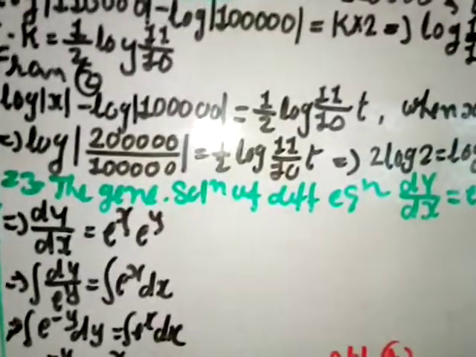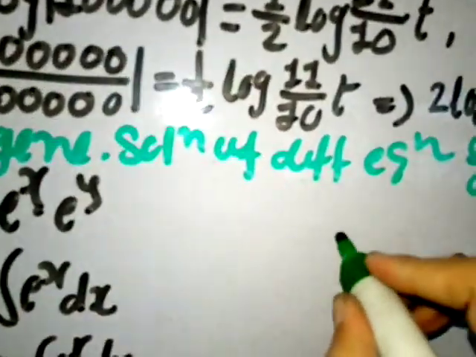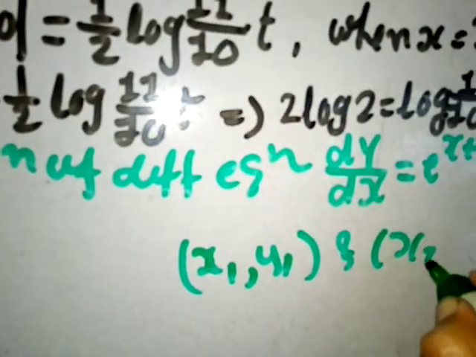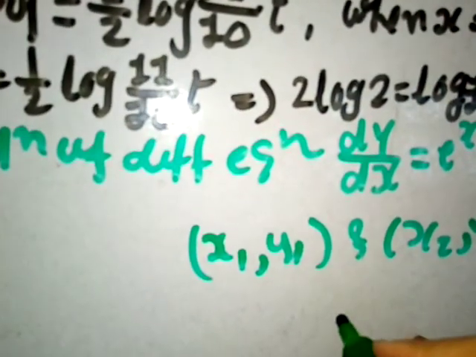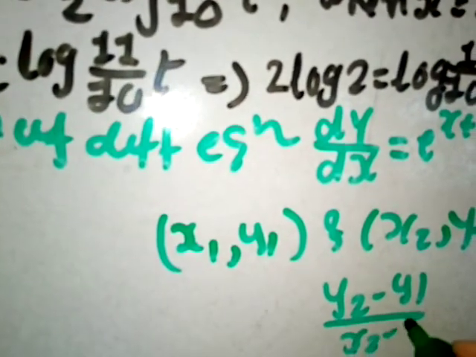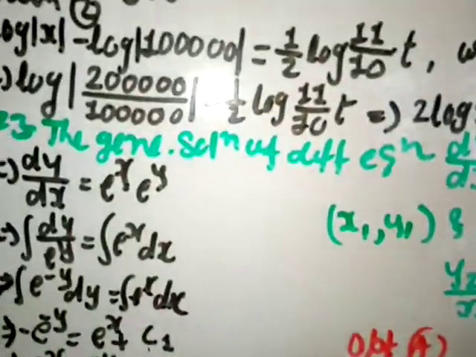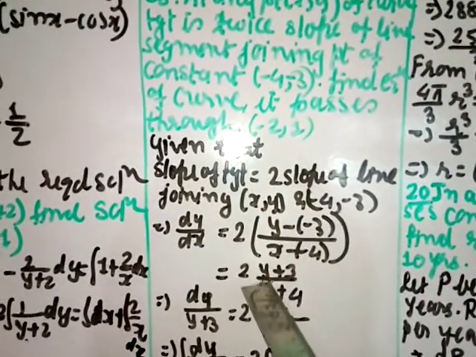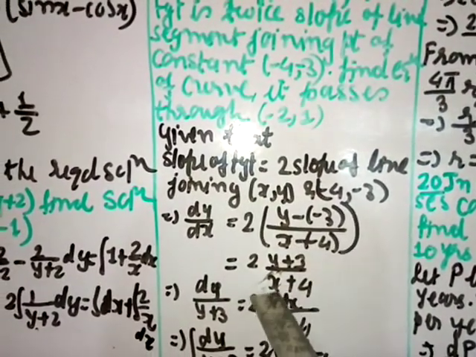Let me write it so you remember that if the 2 points are given x1 y1 and x2 y2, then the slope of the line is given as y2 minus y1 divided by x2 minus x1. I'm just using this, which you have done last year. So 2 times y minus 3, so y plus 3, and x minus minus 4 becomes x plus 4.